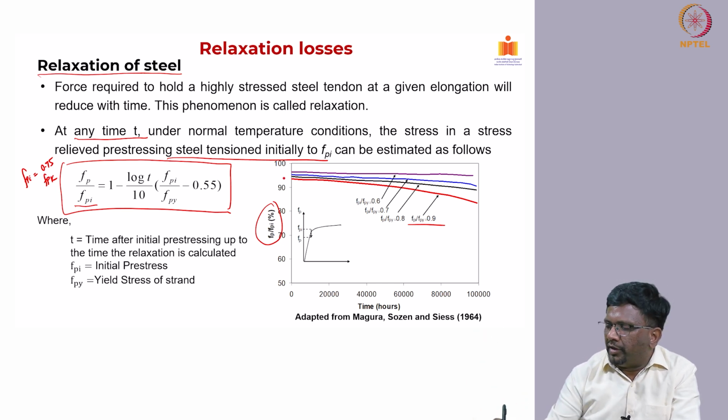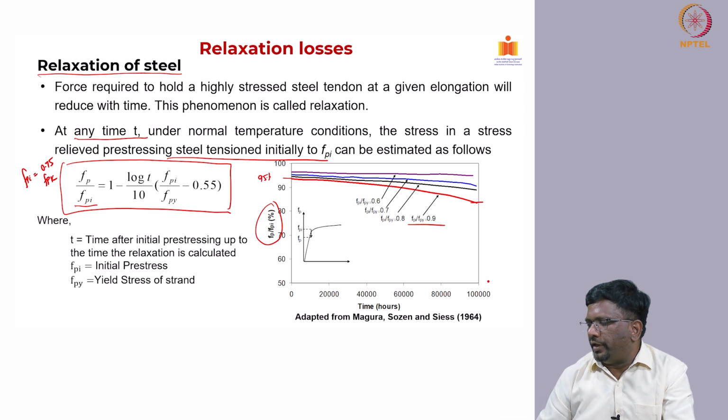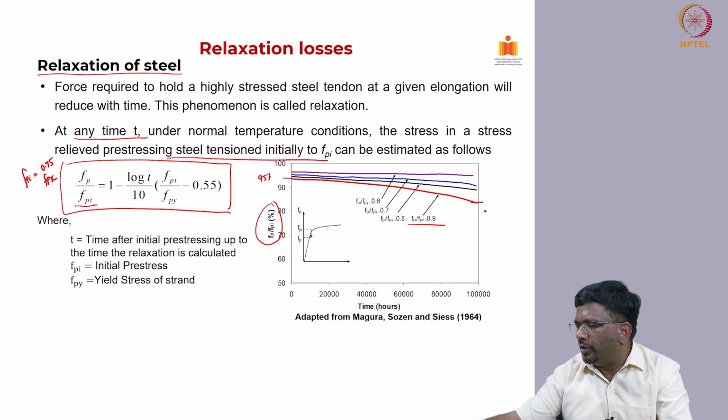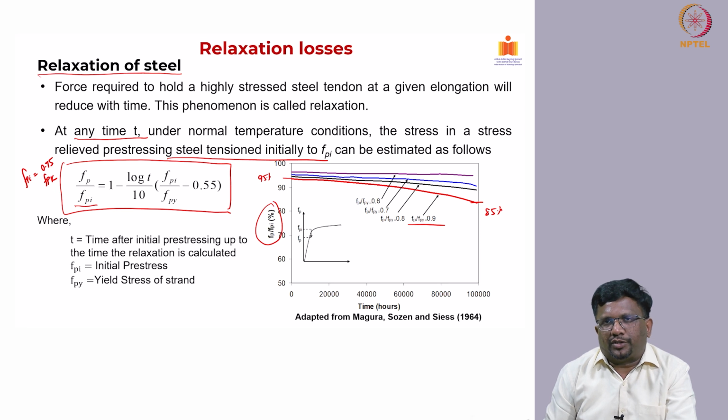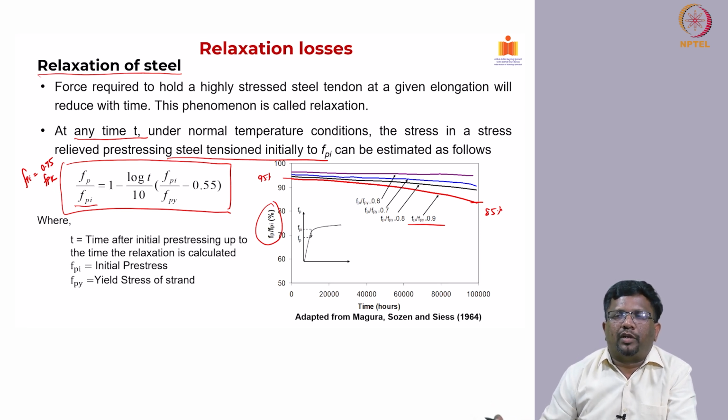So for example, at the initial stage you have applied let's say about 95%, and at the end of let's say 1 lakh hours, you are left with about 85% or so. So you can see here that about a 10% reduction is happening in the stress. Initially it was 95, but at the end of 1 lakh hours, 100,000 hours, it has become 85% of your initial stress. That means there is a reduction in stress, and there will be a reduction in your pre-stressing force. The beneficial effect of pre-stressing will then come down, which we need to account for in our design calculations.